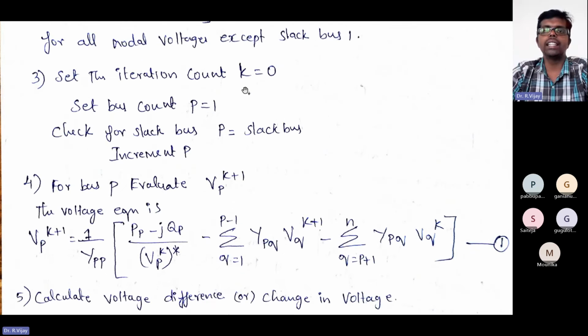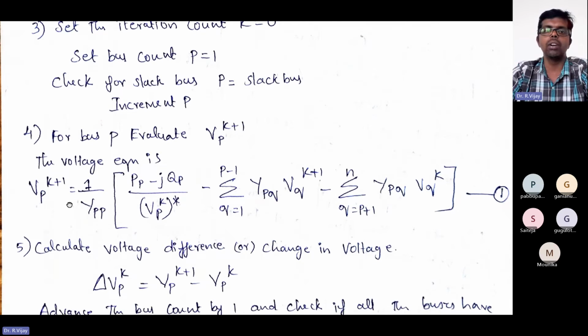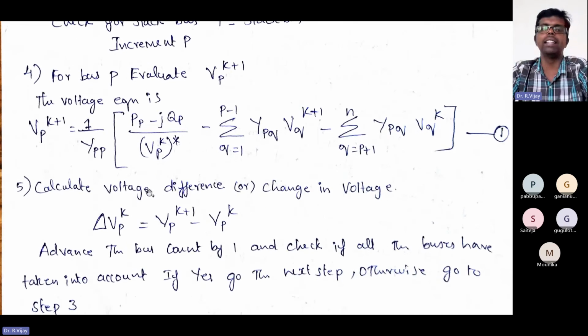Again, you need to take the bus count as P is equal to 1. Again, you need to calculate the VPK plus 1 for that particular bus. Say, for example, the bus count is 1 or 2. So again for the second bus you need to calculate, third bus you need to calculate. Like that, similarly, you need to repeat these steps.